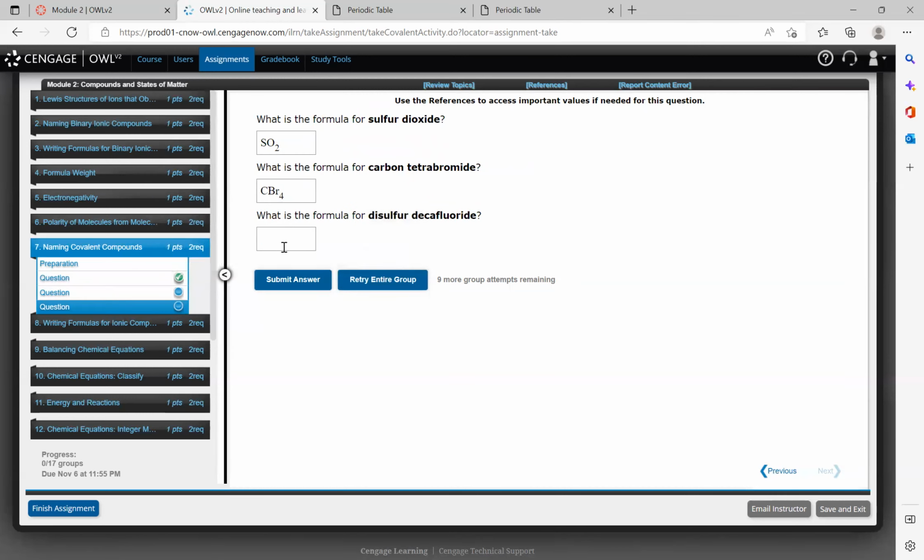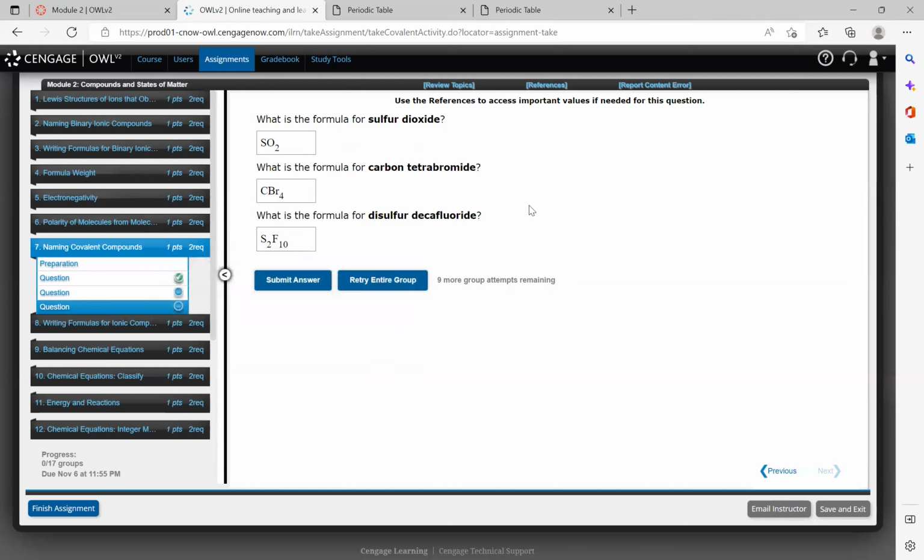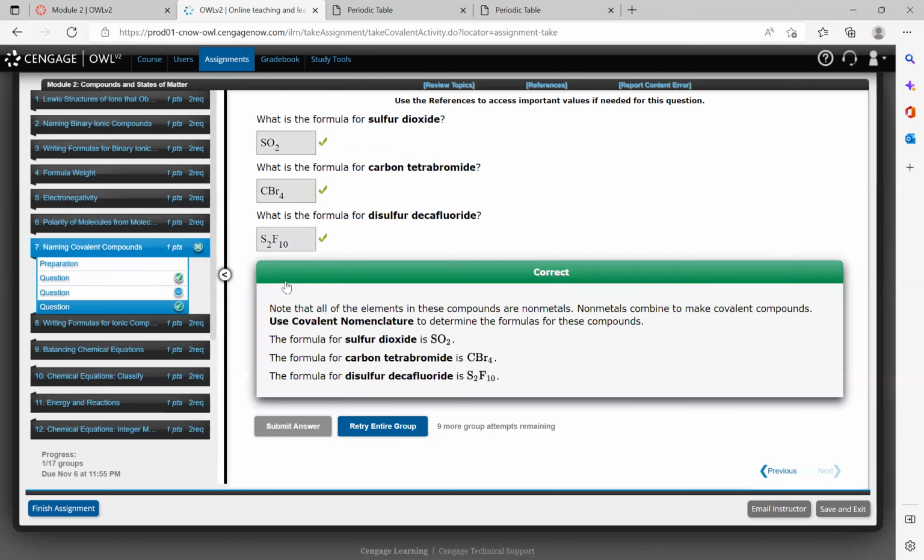So we get to write S2. And then it says decafluoride. And deca means 10. So this would be S2F10. All right, so I hope that makes a little bit of sense.